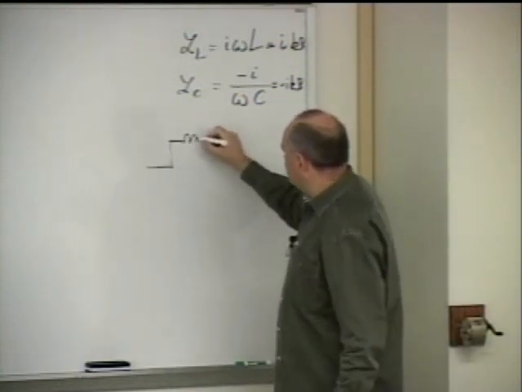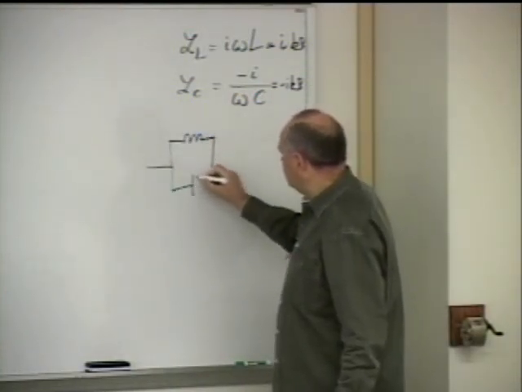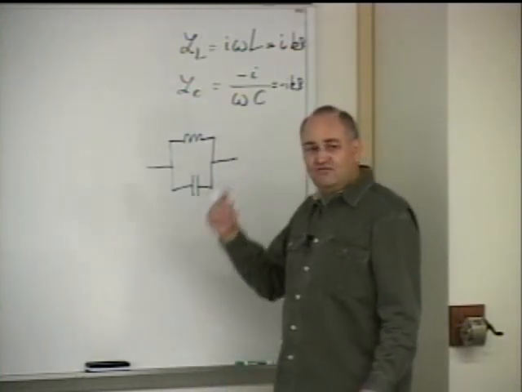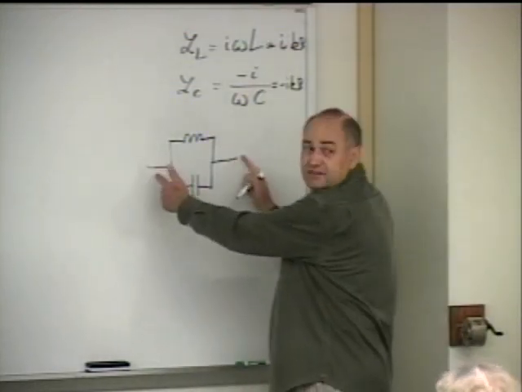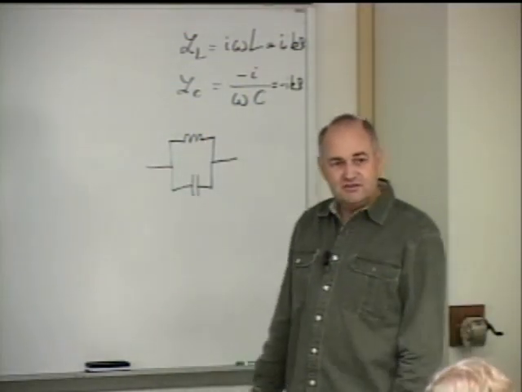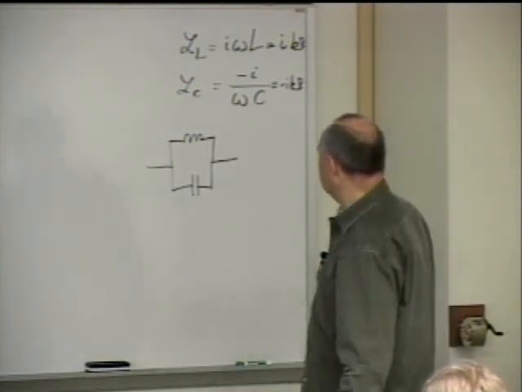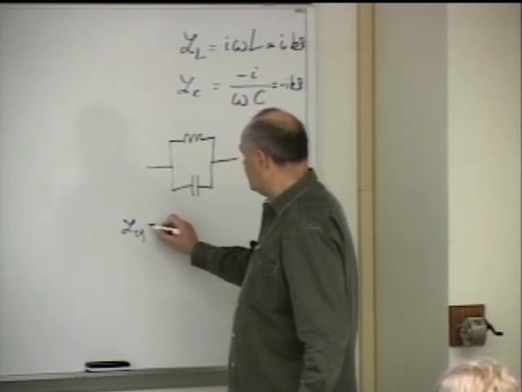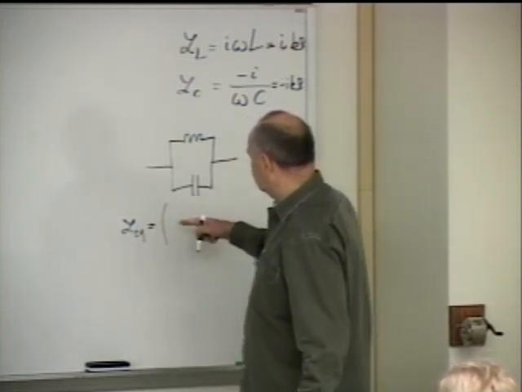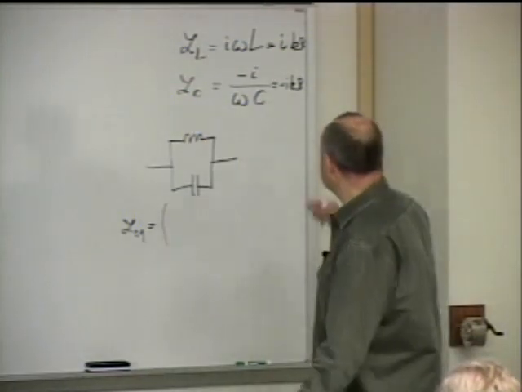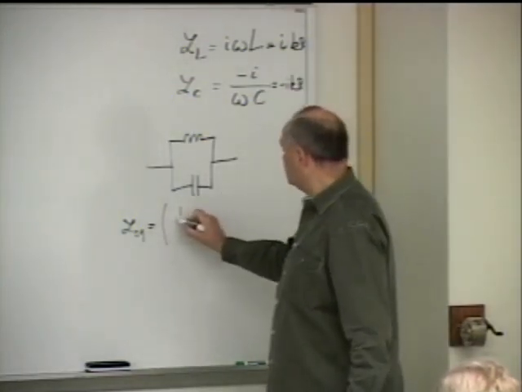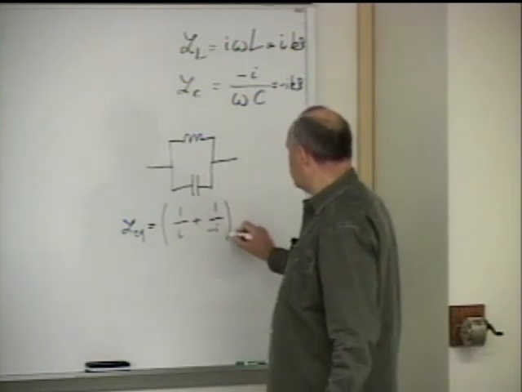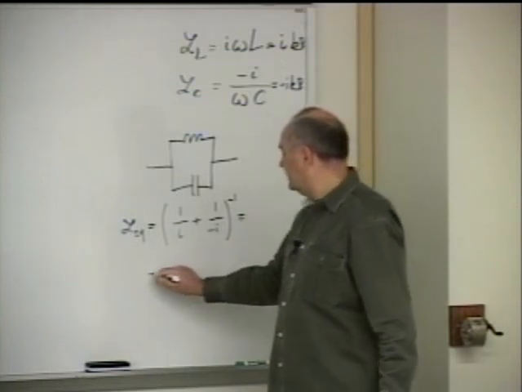Now, I connect those two elements in parallel. So let's find out what is equivalent impedance of this entire arrangement. Well, from this expression, I can find out that the complex equivalent impedance is equal to, well, I have to take inverse of complex impedance of the inductor, so it is (1 over i plus 1 over minus i) to the minus 1.